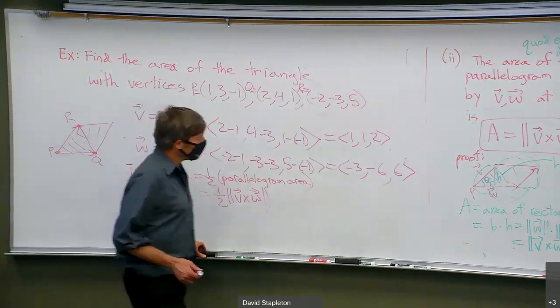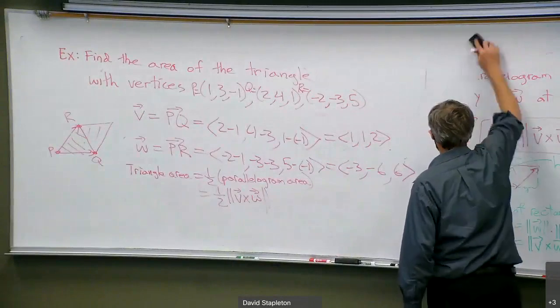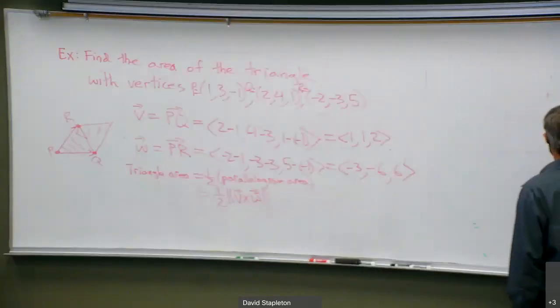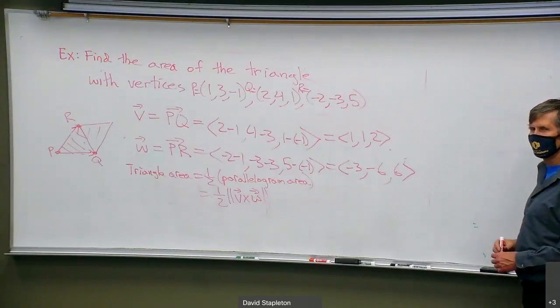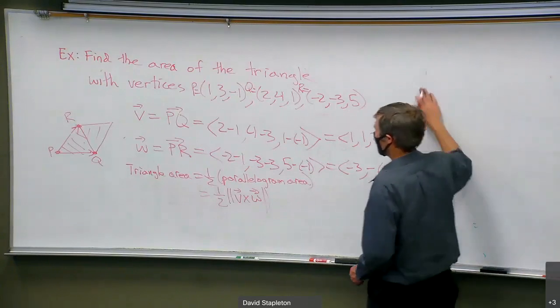So there's the triangle. I just have to compute that cross product. Well, I can do it either one of the two ways. Do you want to do it the fast way or the determinant way? Okay, let's go with the fast way then.